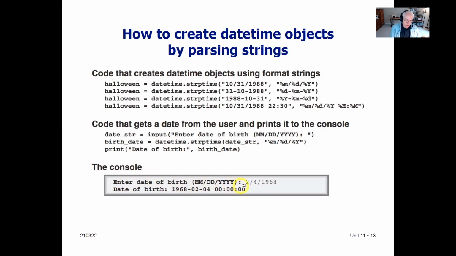So here's the output in a console. We enter 2/4/1968. It's almost when my son was born. Well, pretty close. Within a year. Anyway, so here is the birthday. And notice we created this birthday object, and we are printing the birth date.